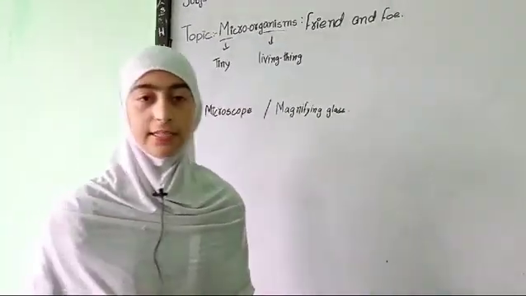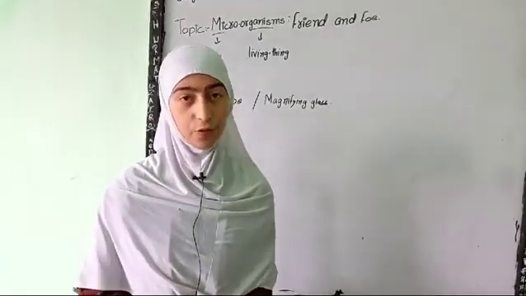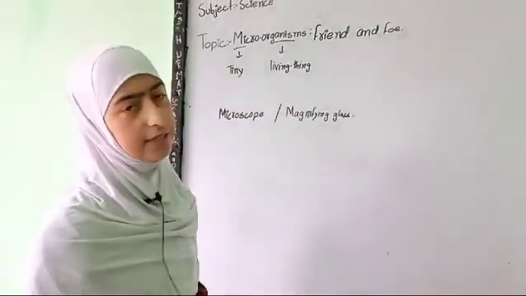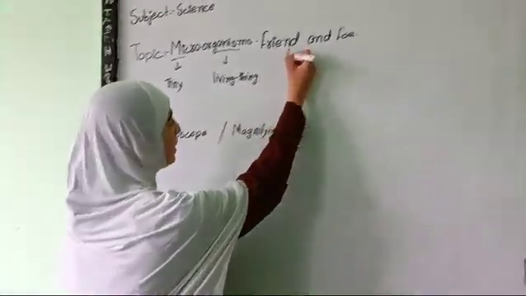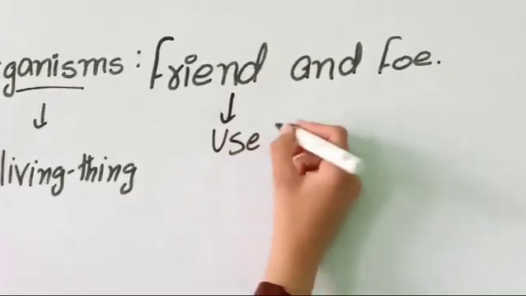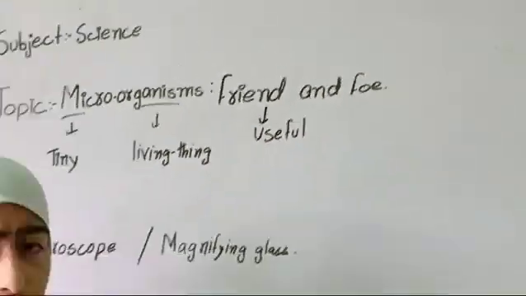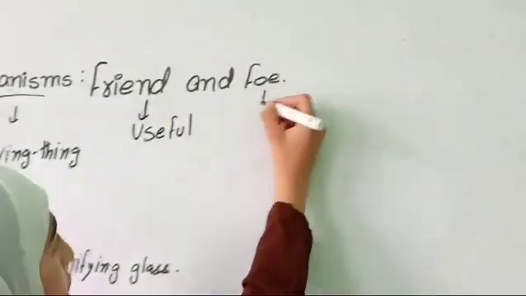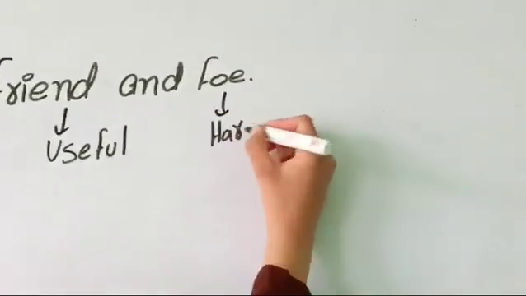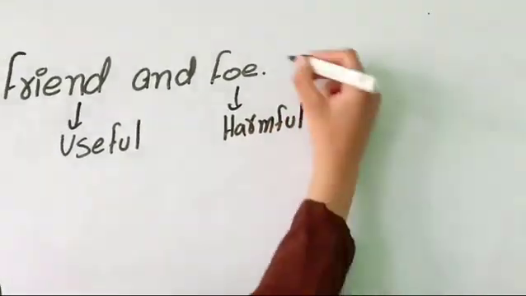So far, there is the concept of microorganisms, friend and foe. Now let's talk about what are friends. Friends are those microorganisms which are useful to us. And foes are the harmful ones. Or we can say these are our enemies.